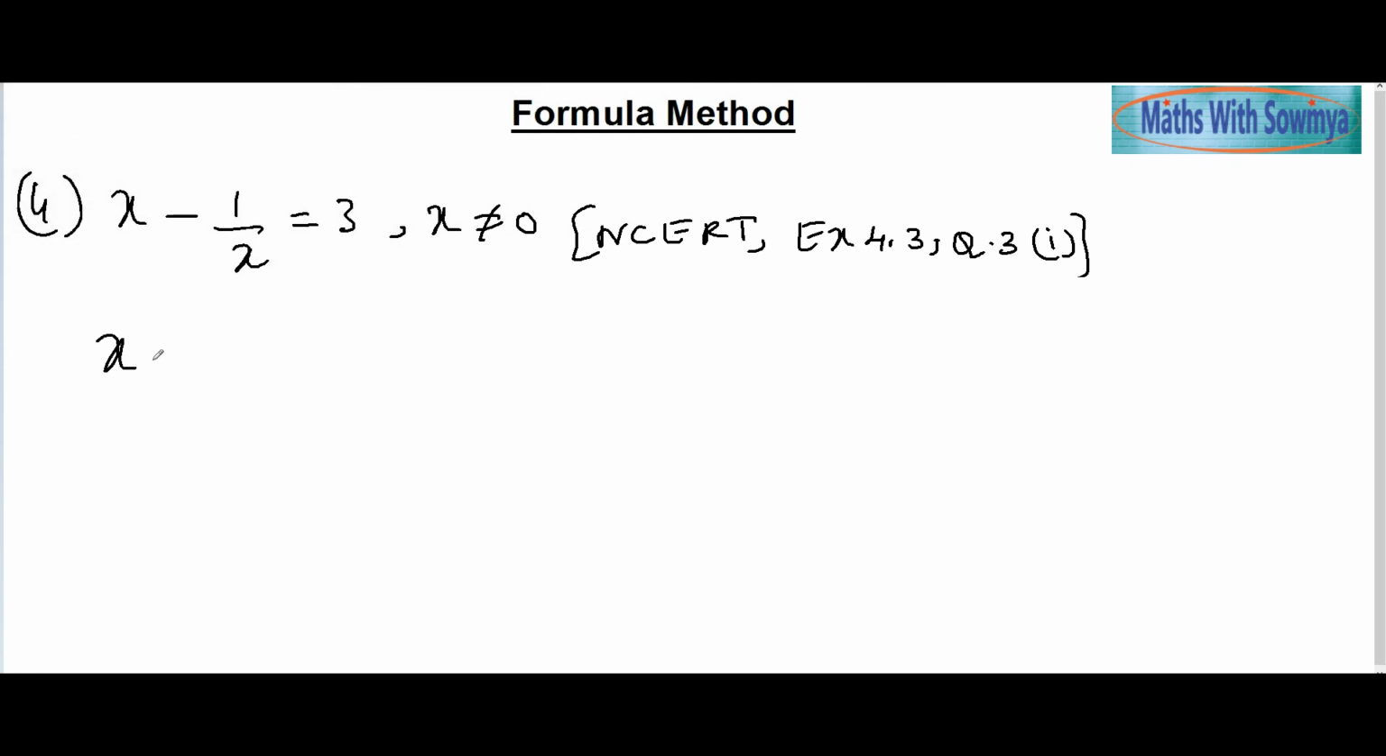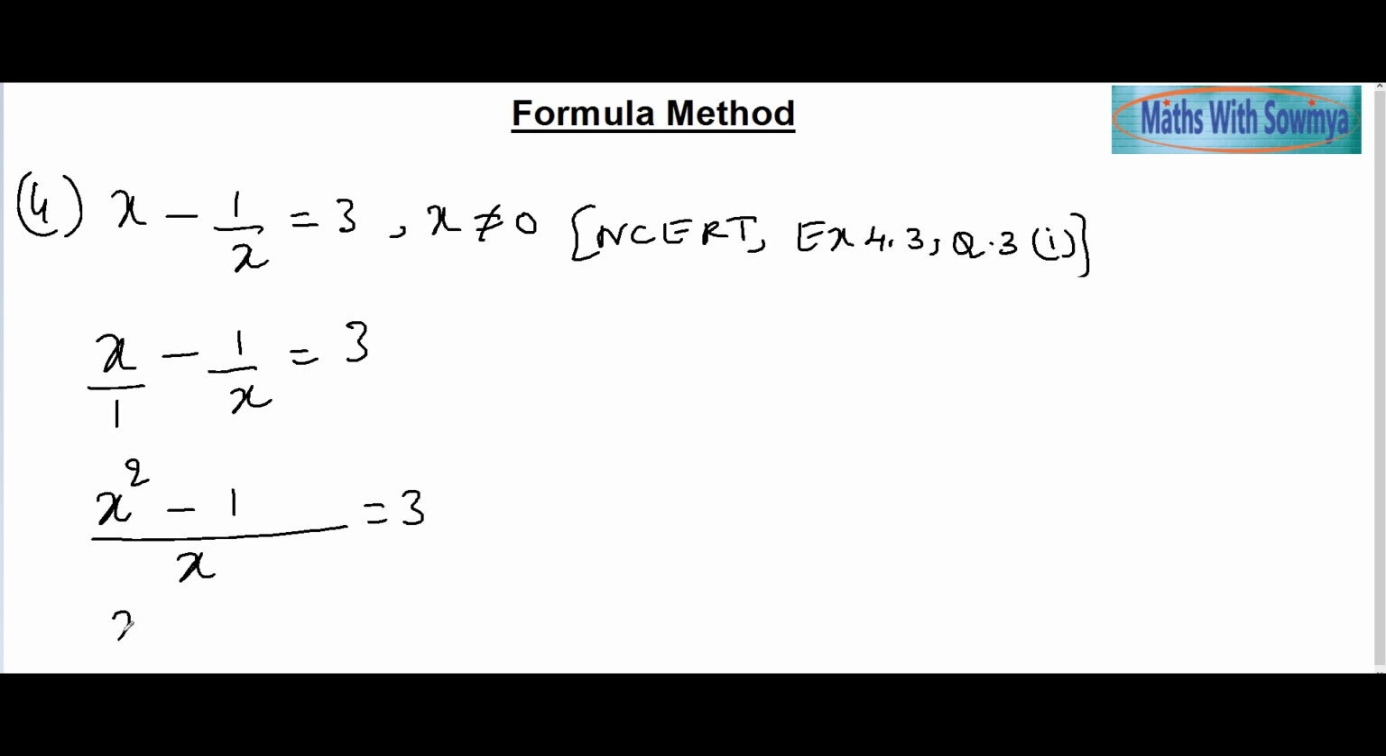So, we have given this much. So, we have to take the LCM. Nothing is there, 1 will be there. So, x into 1, x is my LCM. 1 into x, so x goes here. x square minus 1 is equal to 3, so x square minus 1 is equal to 3x. So, we arrange it: x square minus 3x minus 1 is equal to 0. This will be our quadratic equation.